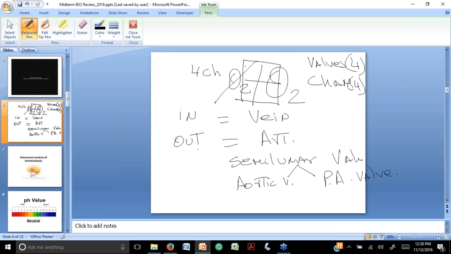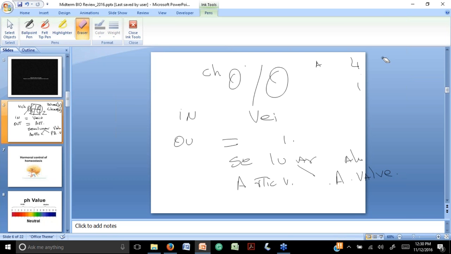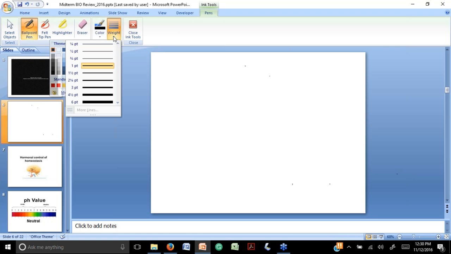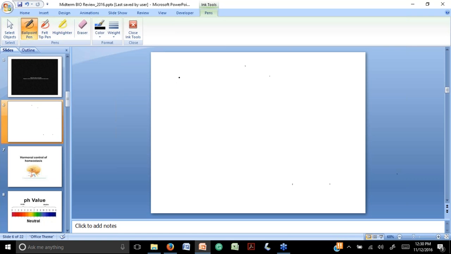Okay? So now, what vessels are coming in and coming out, right? That is what we want to remember. Sorry, I need to finish this. Okay, so that's very simple. Let's make it simple. Left and right ventricle.